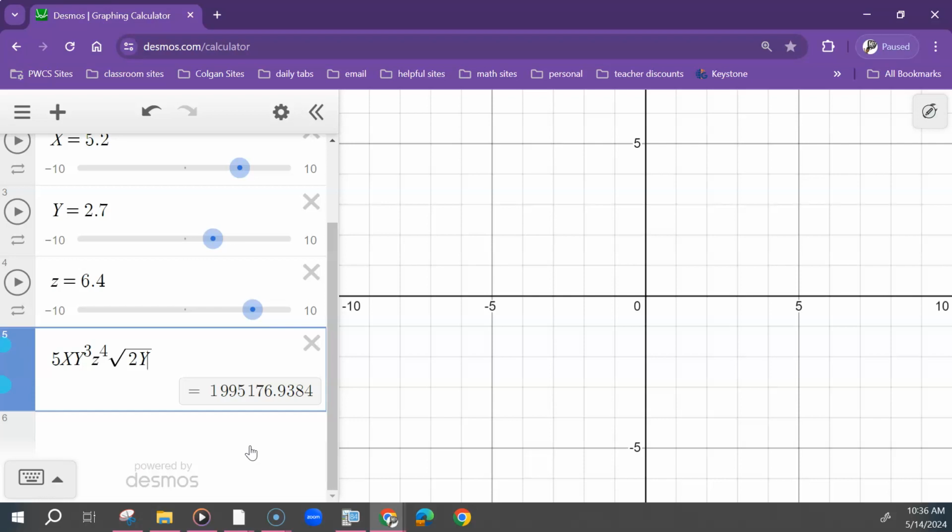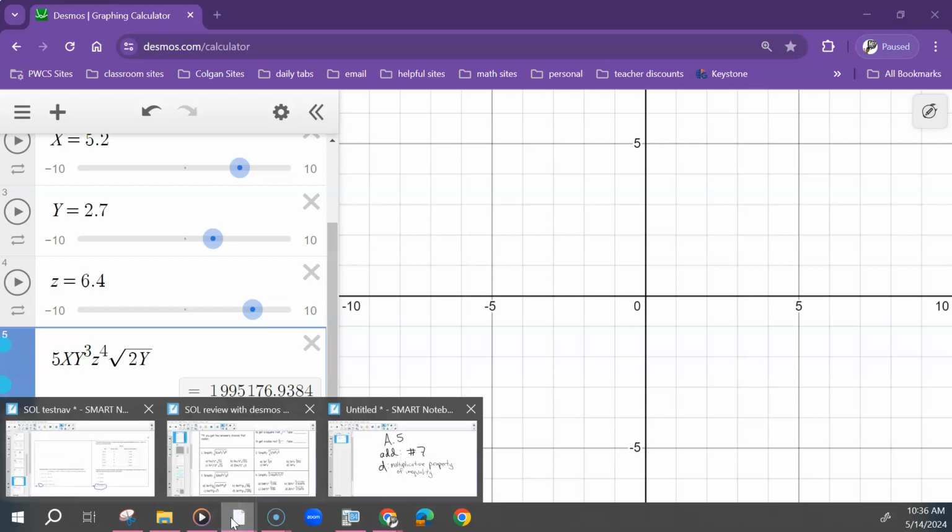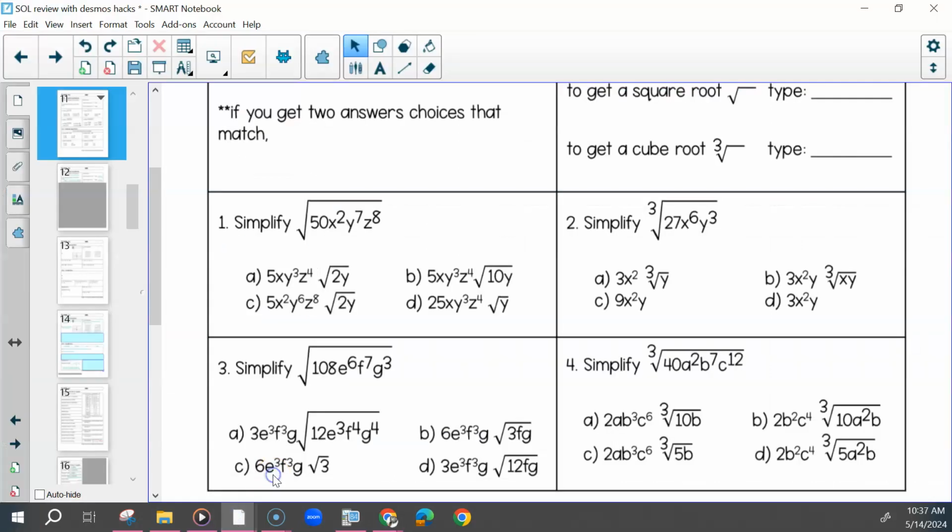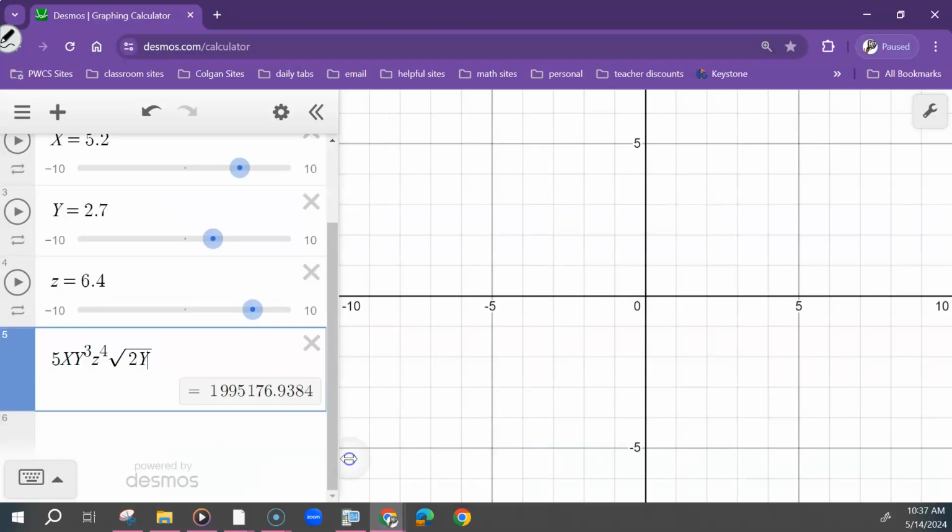If this was not multiple choice, you would need to remember your simplifying radical rules, simplify it by hand, and then you can put your final answer in using the decimal slider hack and see if your answer matches. How do you match? By decimals or by hand? Which one? Like the first one, how do you see this the same? How do you know that's the answer? Yeah. Decimal.